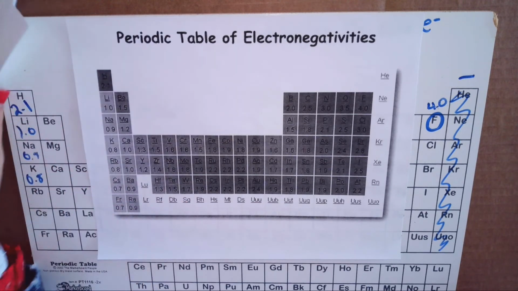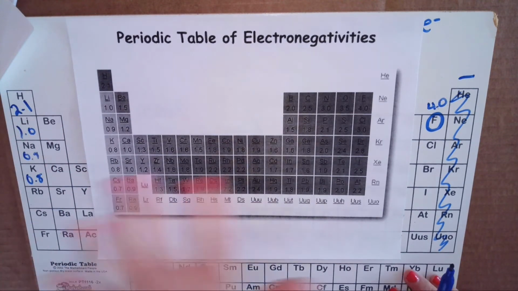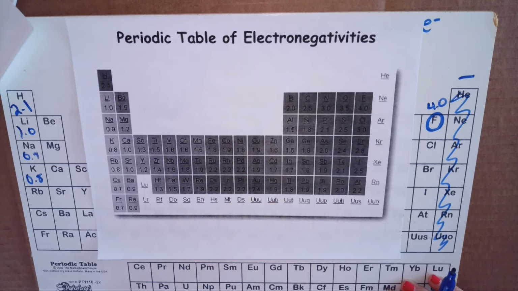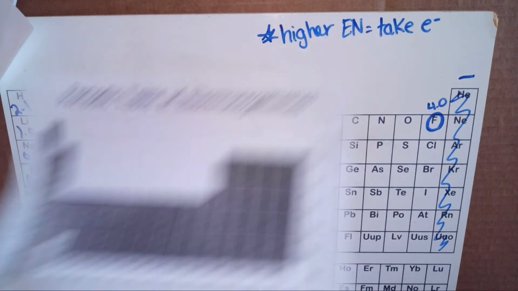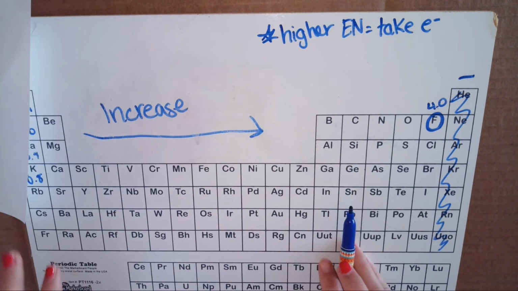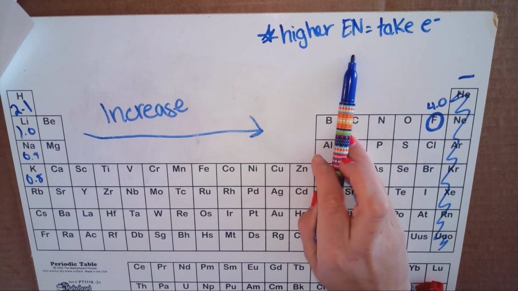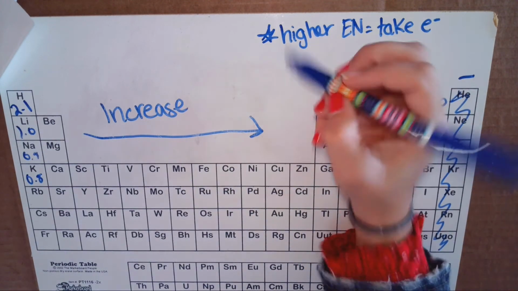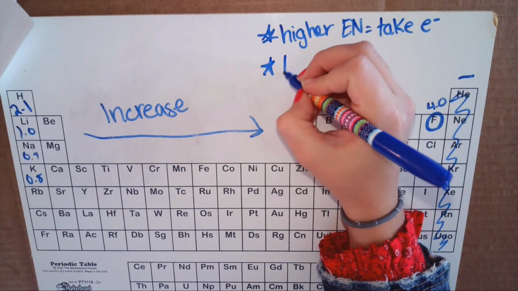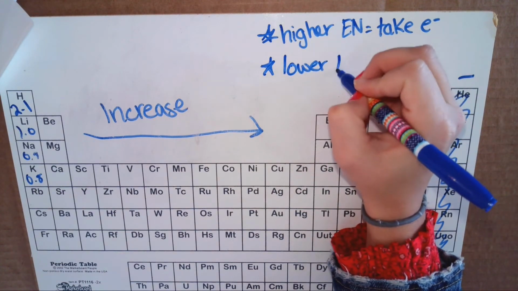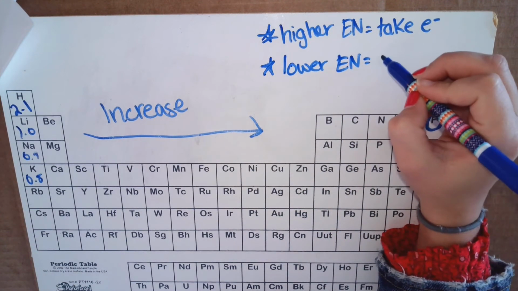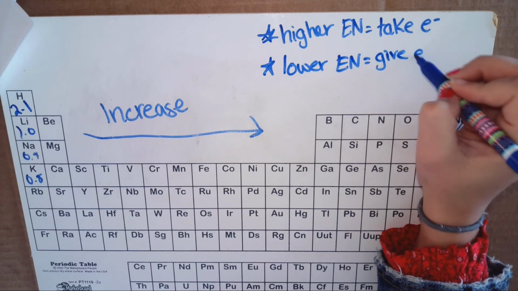Okay? So any questions about how to read this table? The little numbers are your electronegativities. If you want to write that, you can, if you think you'll forget. As we move across, they increase. And the higher electronegatives are going to take electrons. And I'm going to go ahead and add, you don't have to if you don't want to, that the opposite, lower electronegativities, give electrons.